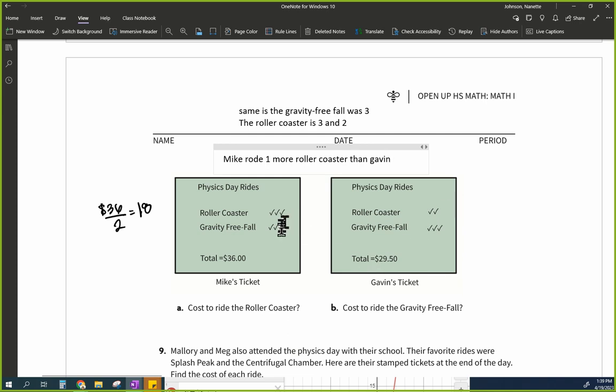Does that 1 more time show up in the number of times they ride? Yes. More importantly, does it show up in the price they paid, how much they spent? Everyone says yes. So what does this mean? If Mike rode the roller coaster 1 more time than Gavin, how much more did Mike spend?